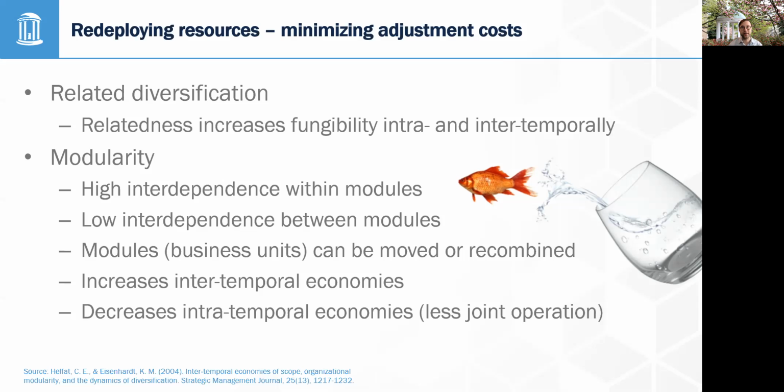The more independent business units are, the more you can make changes to one, including potentially even selling it off entirely. And it will have very little effect on the other business units because they were not interdependent. But that flexibility comes at the cost of joint operation. So with modularity, you face a trade-off between sacrificing intratemporal economies of scope to gain intertemporal economies.